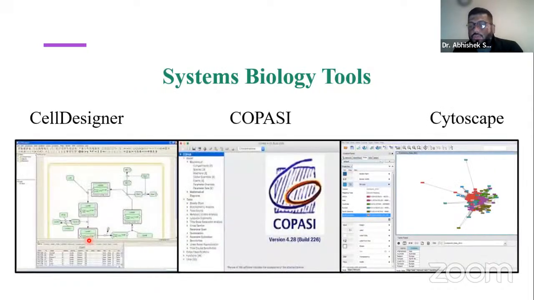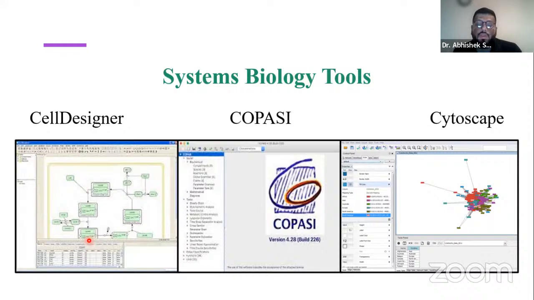Now we have various tools here which are quite widely used. If you are not comfortable with programming languages, you can use these GUI based tools. They are used quite widely, and they are very authenticated. You can publish papers by doing some good work using Cell Designer, Copasi, or Cytoscape. You are aware of Cytoscape, I think so.